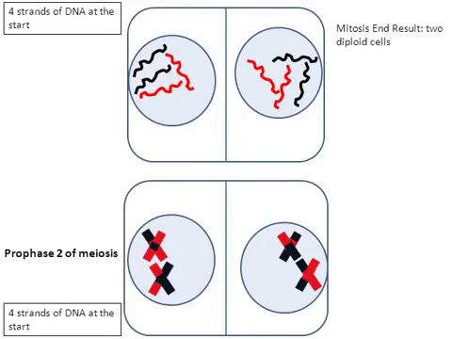So when we look at the top, the cell is finished. Mitosis is over. We started with one cell with 4 strands of DNA, and we ended with 2 cells with 4 strands of DNA. But now let's look at the bottom. We can focus on the bottom now.